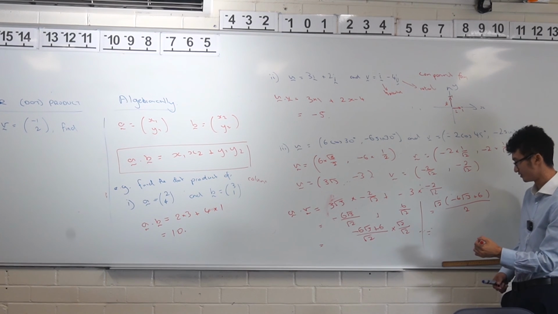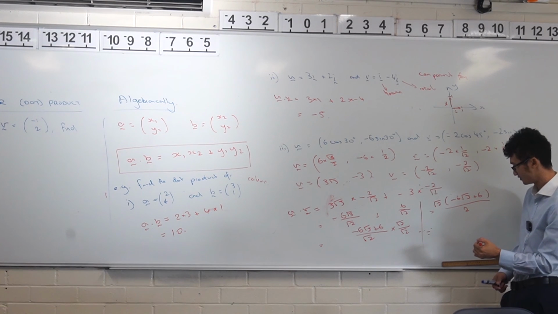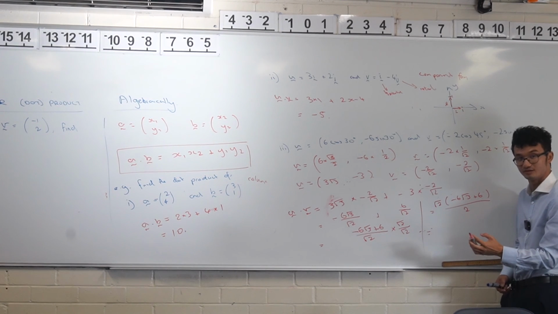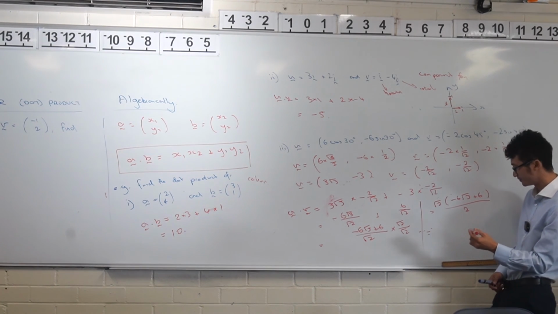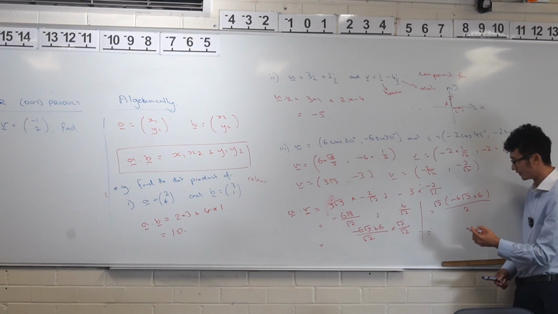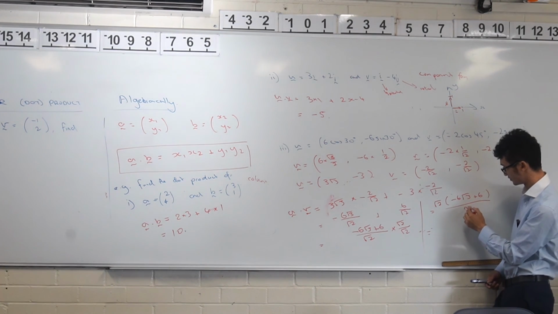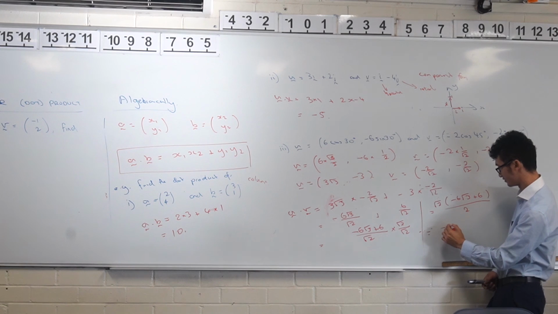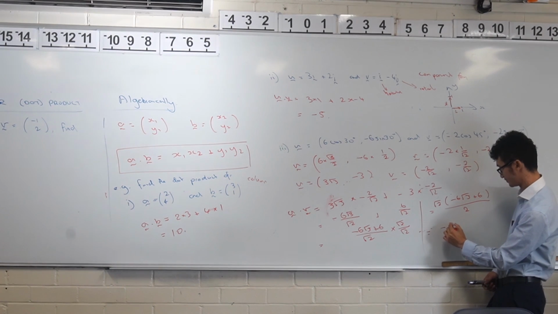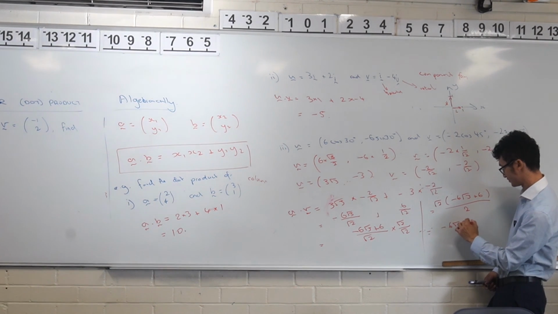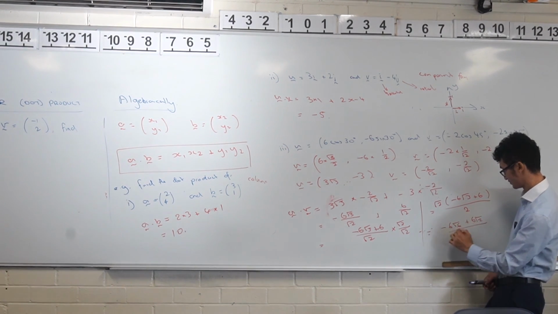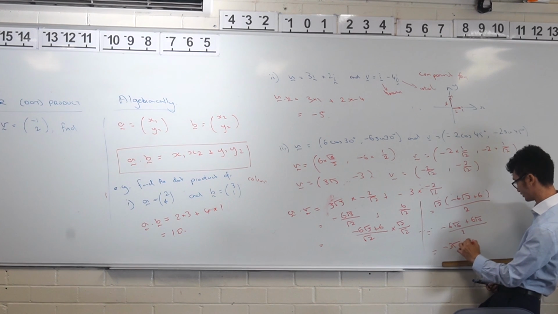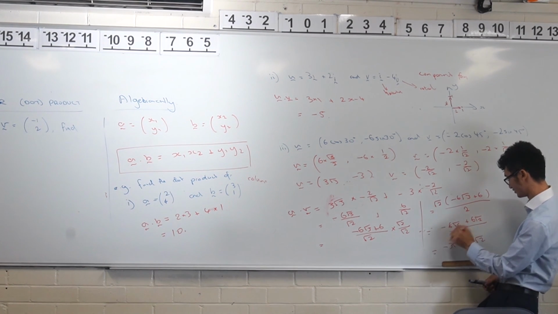I had negative 6. Did I do something wrong? No, it works. Yep, this would be negative 6 root 6 plus 6 root 2. Okay, cool. And then if you divide that by 2, then it equals negative 3 root 6 plus 3 root 2. Okay, cool. Perfect.